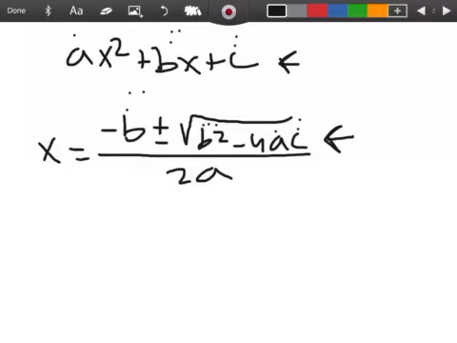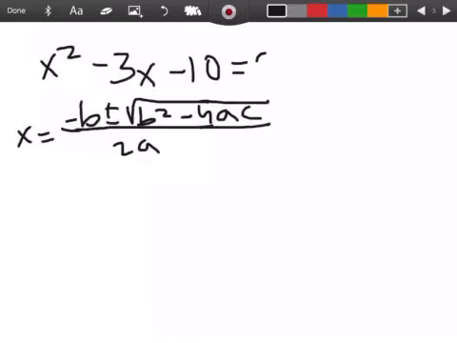Okay, so now let's try to put this into a real equation. So if we see we have x squared minus 3x minus 10. So we see we have nothing next to x squared, so it's just 1, and that's A. And then minus 3 is B, and then minus 10 is C. Okay, so let's now substitute it.